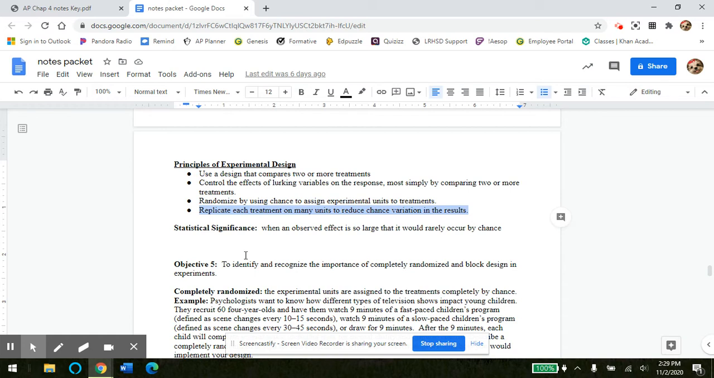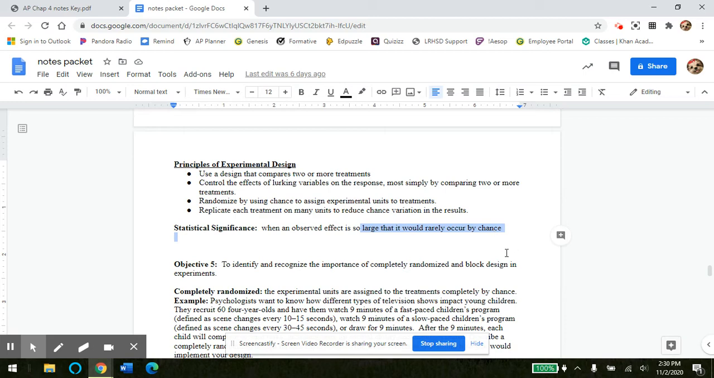When you do that, if your results are found to be statistically significant, which we're going to spend the whole second semester talking about, that's when an observed effect is so large that it would rarely occur by chance. The difference is going to be so great between what we thought was going to happen and what did happen, or between the control and the treatment. It's such a big gap between the two that there's no way it happened by chance. It has to be statistically significant.